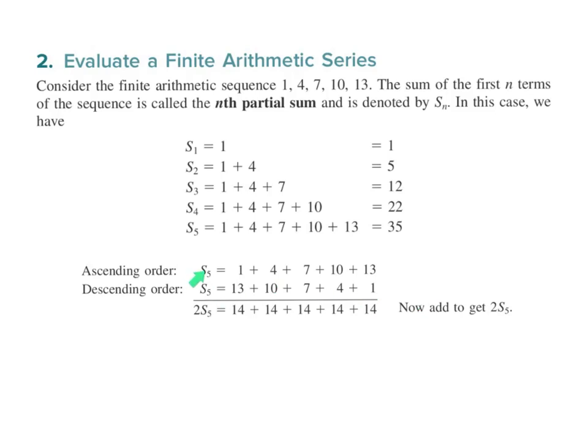So if I look at the series of the 5th partial sum, which is this right here, and I put it in its normal order, that's what it looks like. If I reverse it and put it in descending order instead, it's still the same numbers being added up, we just add them in a different order. Now, what they do here in terms of the proof is they add those two together. So if I get 2 of those 5th partial sums, notice I get 14, 14, 14, 14, 14.